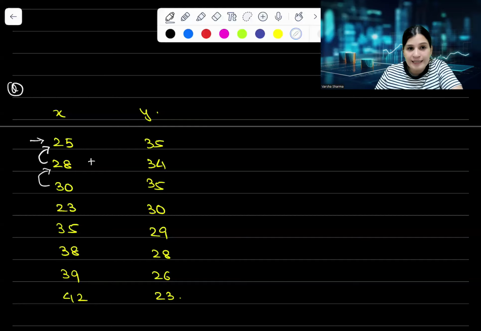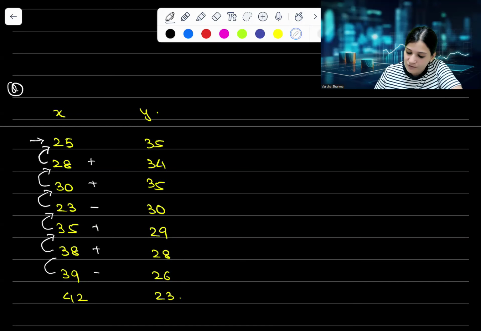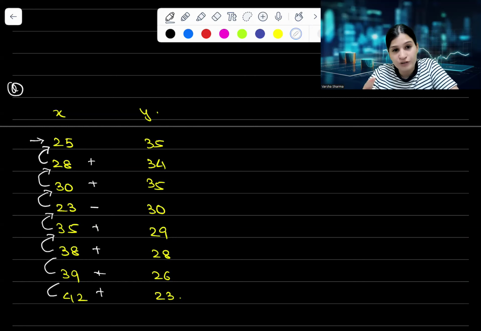30 is larger than 28, so plus. 23 is smaller than 30, so minus. Then 35, plus. 38, plus. 39, plus. 42, plus. So in total there were how many data? 8 observations. But how many signs did I allocate? 7. It will always be one less.